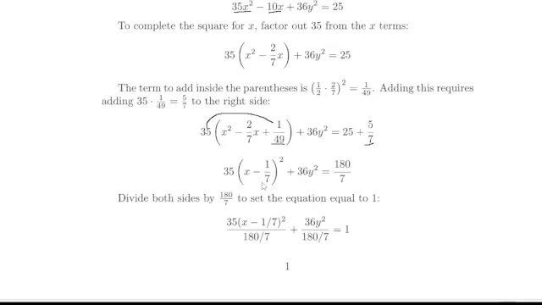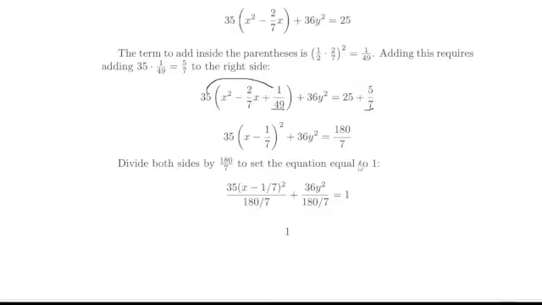This looks to be an ellipse. And so for an ellipse, what we have to do is divide both sides by 180 over 7 because it must equal 1. So we have 35 divided by 180 over 7 and 36 divided by 180 over 7.